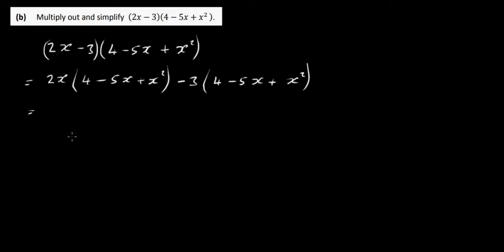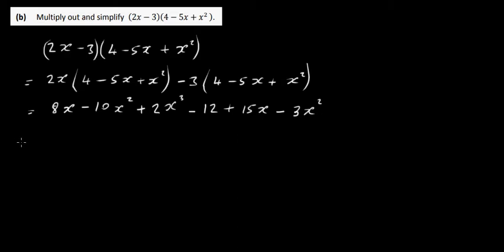So 2x times 4 is 8x. 2x times minus, it's going to be minus, plus times minus is minus. 2 times 5, 10, and x times x is x squared. Here we've got a plus times plus, which is plus. 2 times 1, 2, and we've got an x times x squared, which is x cubed. Here we've got minus 12, minus minus is plus, 3 5's 15x, minus times plus is minus, and 3 times x squared is 3x squared.